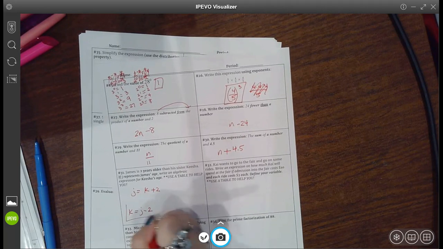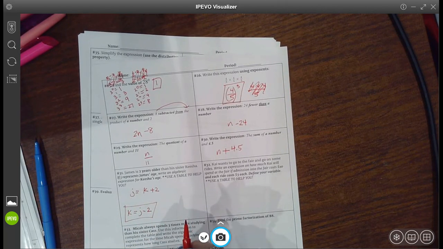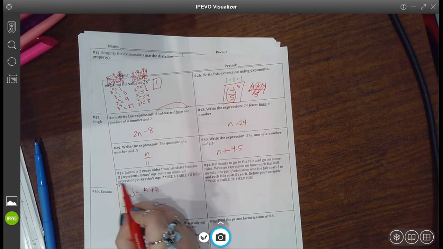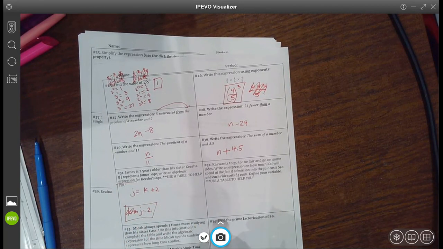And there we go. So that is an equation, and it said write an expression. There we go. Now it's an expression. So Keisha would be whatever James is minus 2.